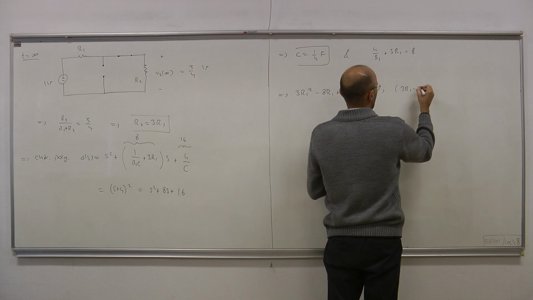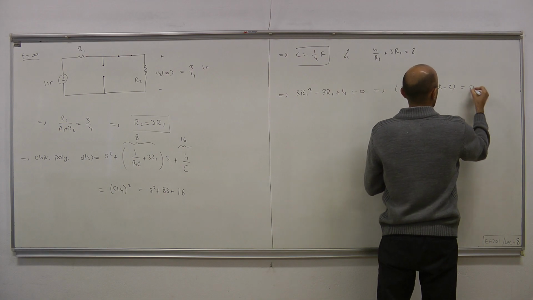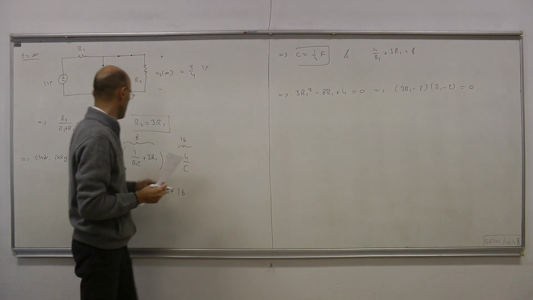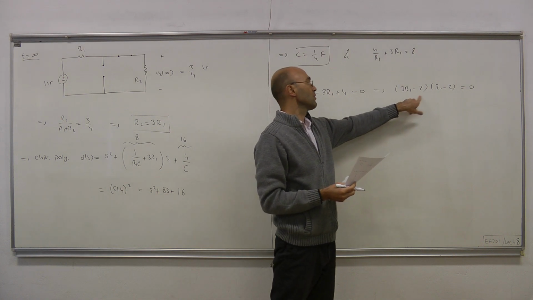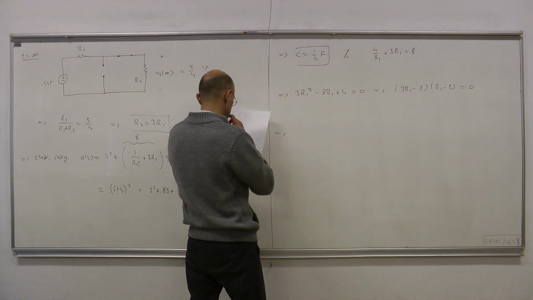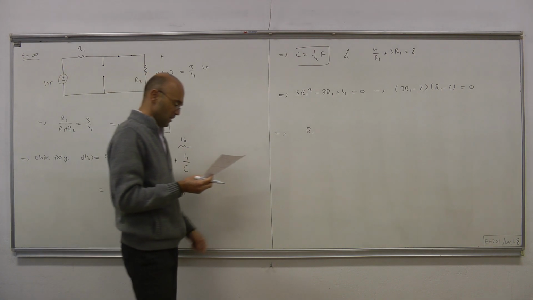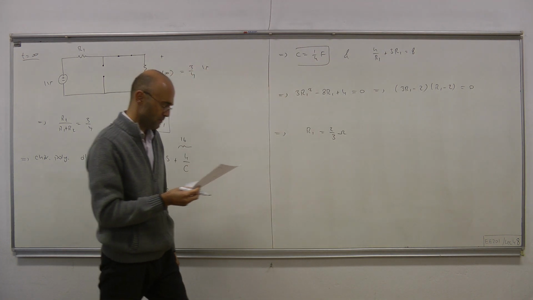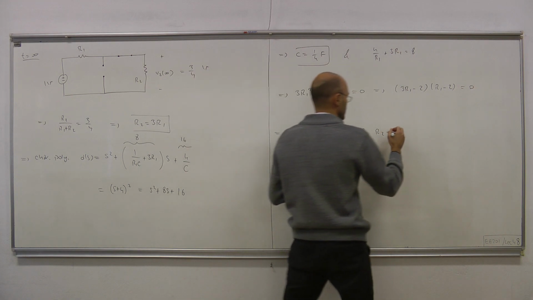This can be written as 3R1 minus 2 times R1 minus 2 equals 0. Okay, so there are two possibilities so that this equation is satisfied. It's either R1 is 2/3 or it equals 2 ohms. That means we have a non-unique solution. So R1 equals 2/3 ohms, which implies R2 equals 3 times that, 2 ohms.